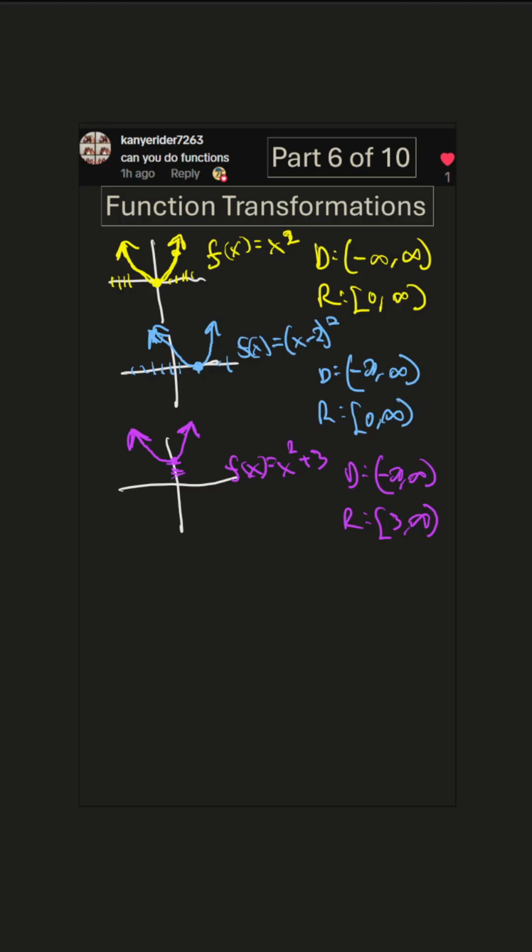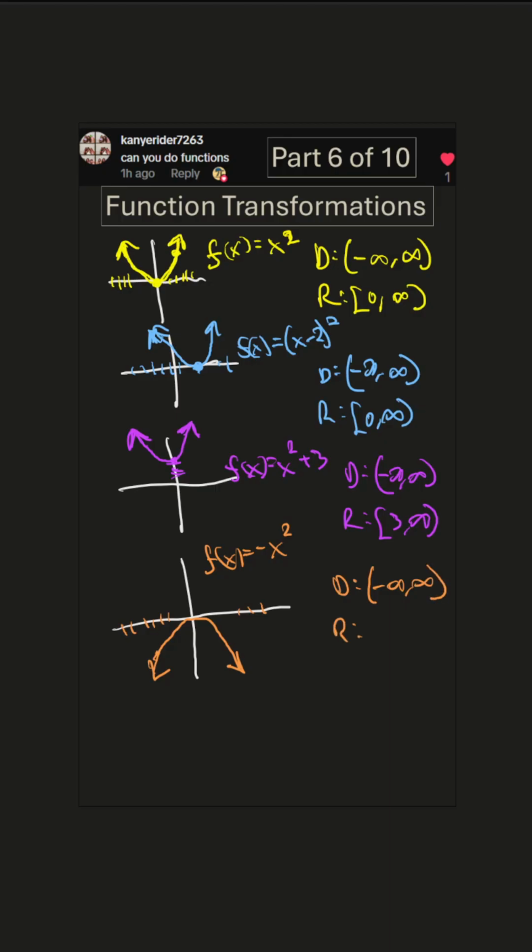Let's do one more. How about this? Interesting. This is f of x equals negative x squared. So now, it has the same domain. Any x value we pick has a y value. That's good. So the domain is negative infinity to infinity. But the range, look at this. Now the lowest y value we can get, well, we can go down forever. So it's negative infinity. But the highest y value is 0.